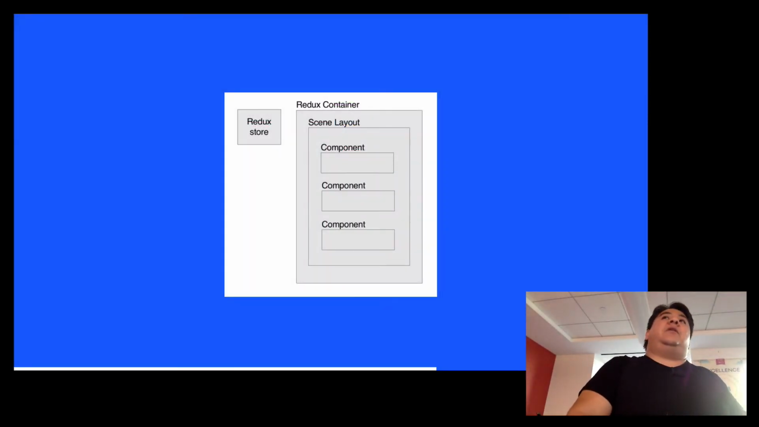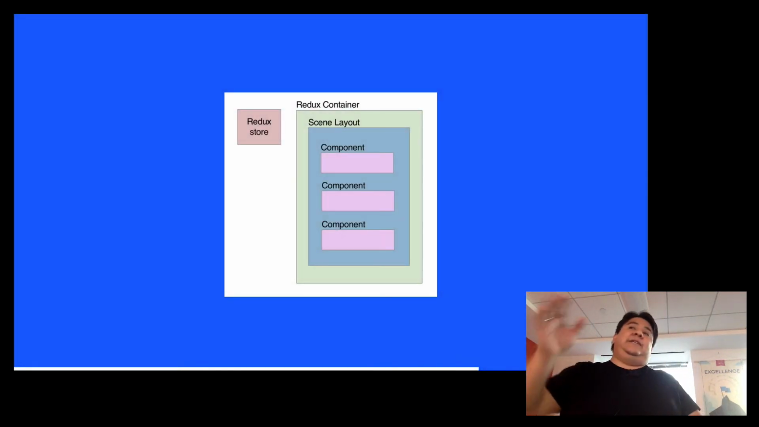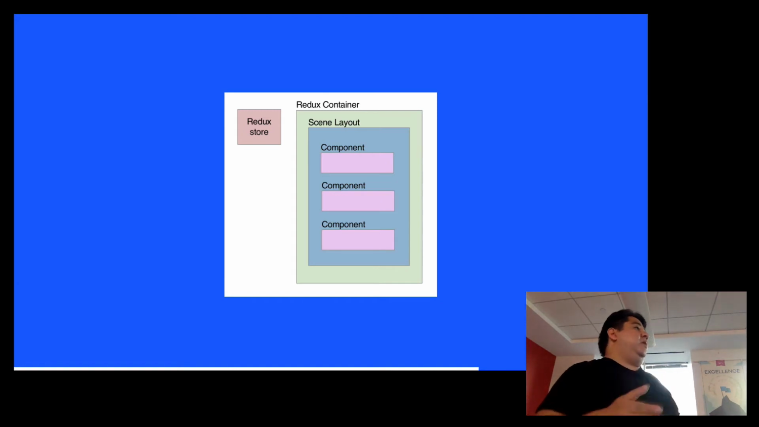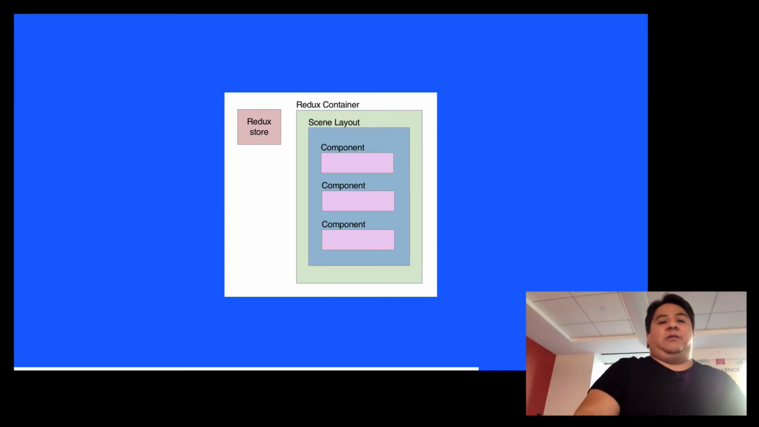So these are the concerns that typically go into a scene, right? You have your Redux store stuff, you have your Redux container, you have a scene layout, and you have several components. And here I'm just going to highlight, these things in different colors are the things that can be worked on by different developers at the same time. Instead of one developer working on this entire thing, you can throw multiple bodies at it and get it done quicker.